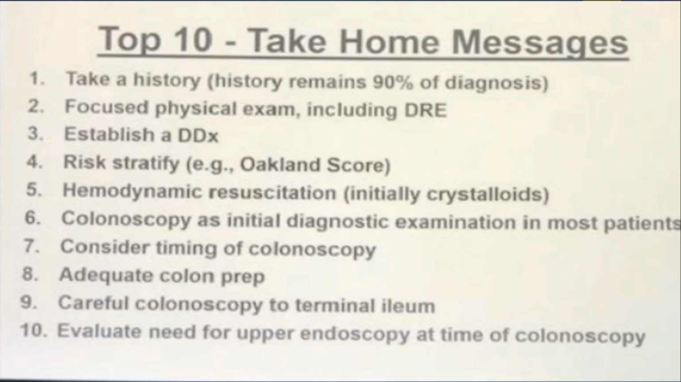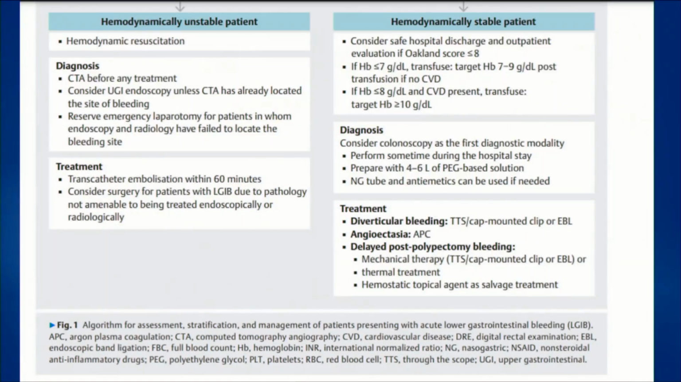Sometimes you don't see a bleeding source in the colon. You have to go to the terminal ileum, because the source may be in the colon and you overlooked it, or the bleeding comes from above, or from the terminal ileum. Evaluate the need for upper endoscopy at the time of colonoscopy. That is in summary. We define the patient as hemodynamically unstable or hemodynamically stable, with all the data I mentioned before. If unstable, then the patient undergoes CT angio and embolization of the lesion or surgery. That is another path.